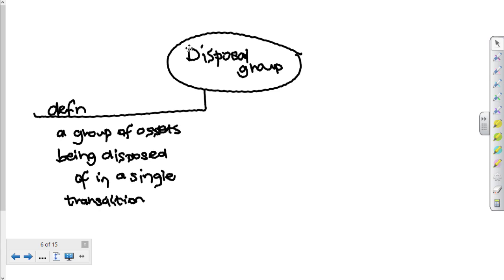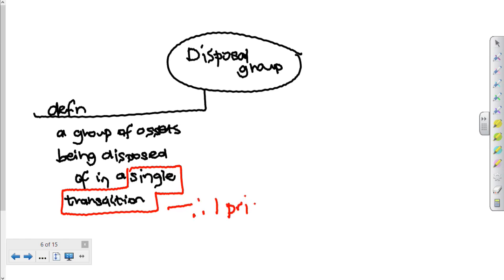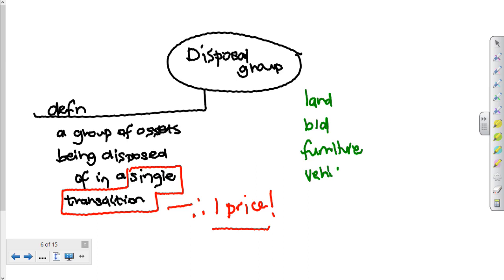This is the problem. Because I have a single transaction, I therefore have one price. So what I could have is various assets. Let me use the example that I just gave you. I have a property. Let's actually call it what it is. I have land, and I have a building, and I have furniture, and I have a vehicle. And all these assets are being sold for one price.